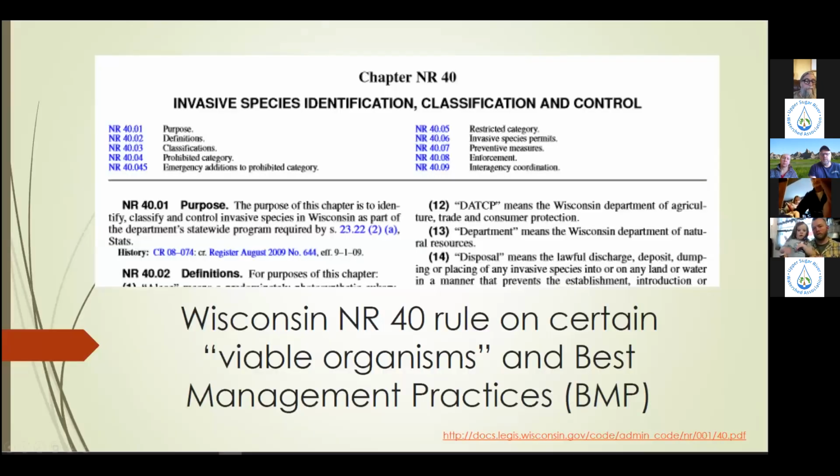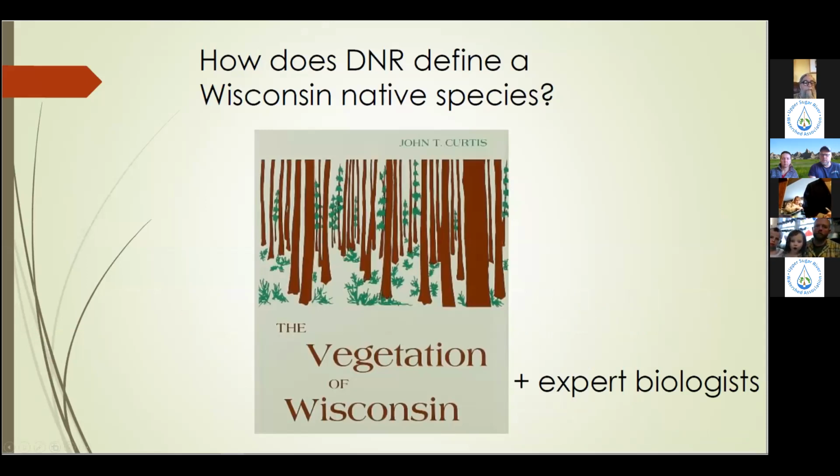Now, when it comes to, again, what defines these things, the rule that classifies them, if you're curious, is called Chapter NR40. You can look up and type in Wisconsin NR40, and there is a little link there on the bottom to this site. It's talking about how we classify organisms. So what does DNR use to define a native species versus an invasive species? This is a question that I get all the time, as far as what people consider an invasive species versus what I would call an aggressive native.